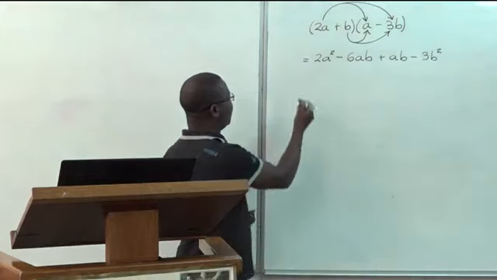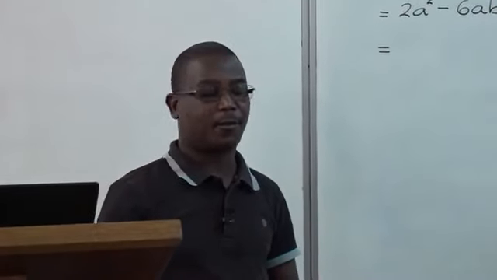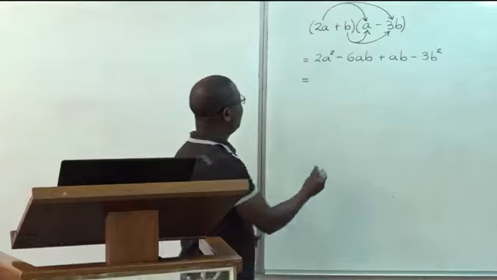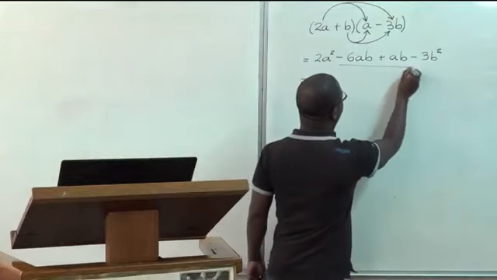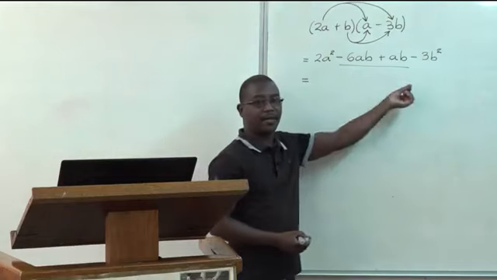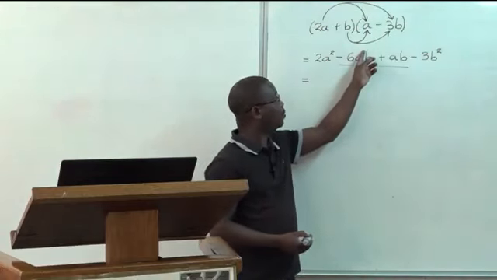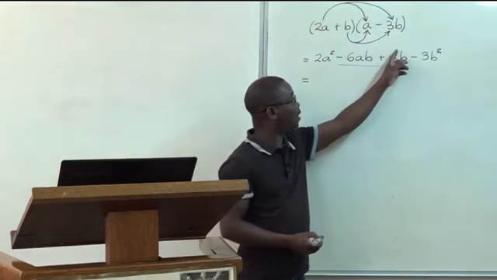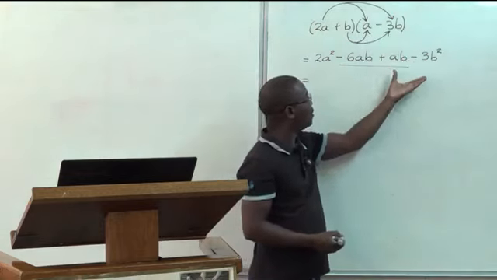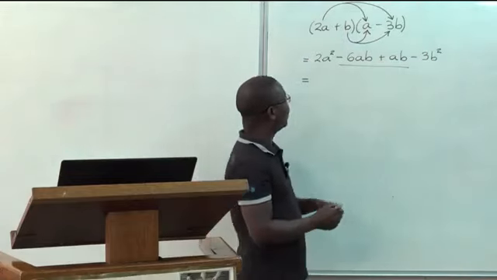Now, the question says we need to simplify this expression. Therefore, we can see that these are like terms. In other words, they carry the same variables with the same exponents. A has got an exponent 1, B exponent 1, A exponent 1, B exponent 1. So they are like terms. So we combine them using that operation there.